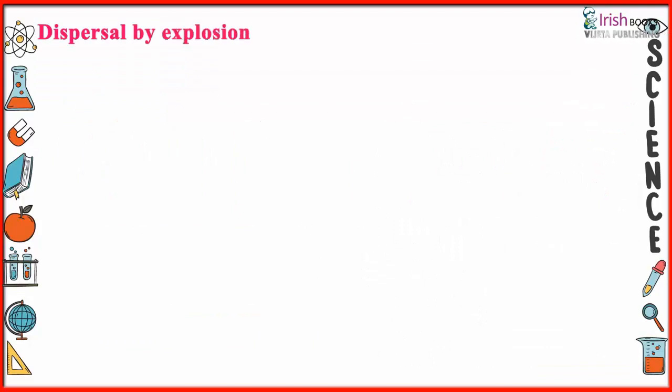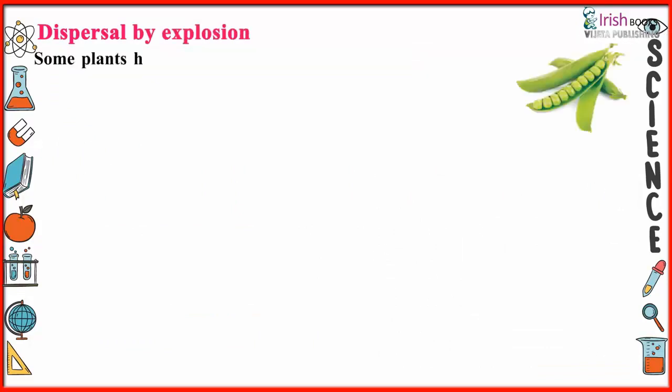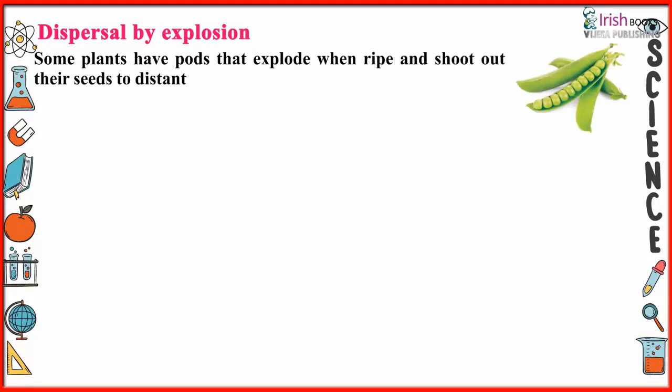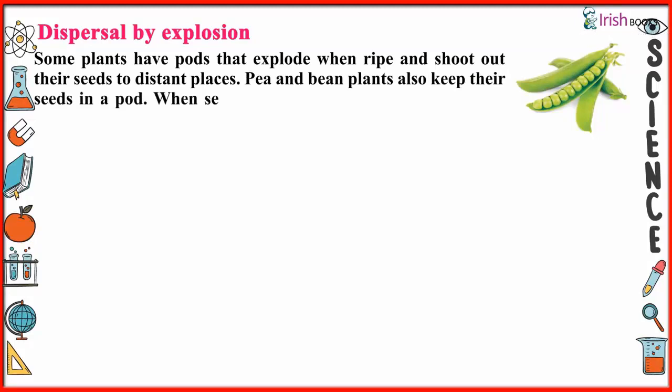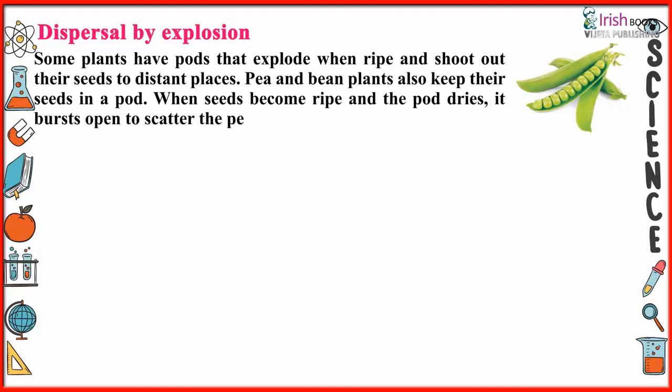Dispersal by explosion. Some plants have pods that explode when ripe and shoot out their seeds to distant places. Pea and bean plants also keep their seeds in a pod. When seeds become ripe and the pod dries, it bursts open to scatter the pea and bean seeds.